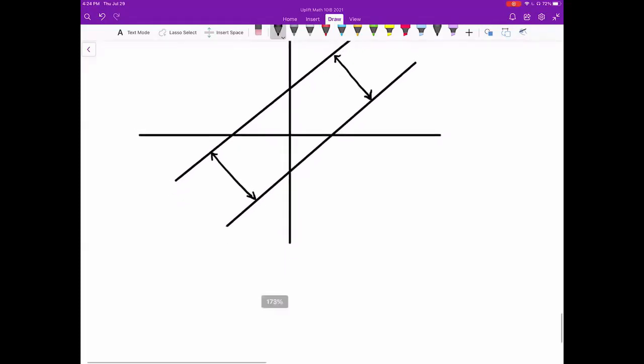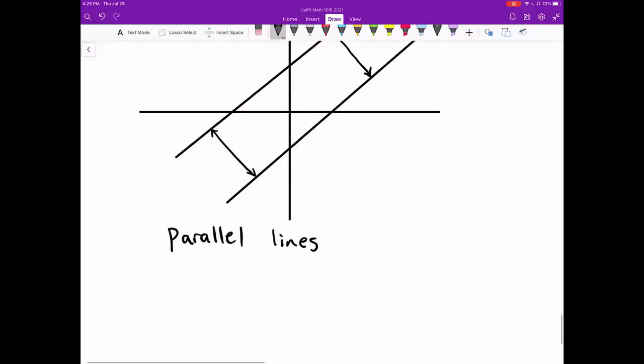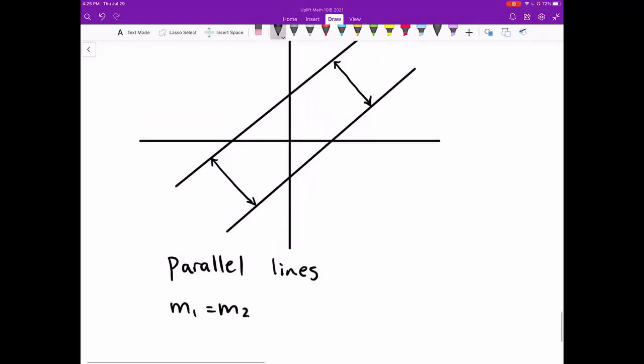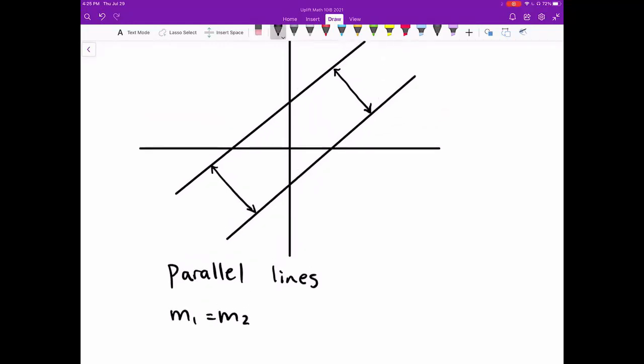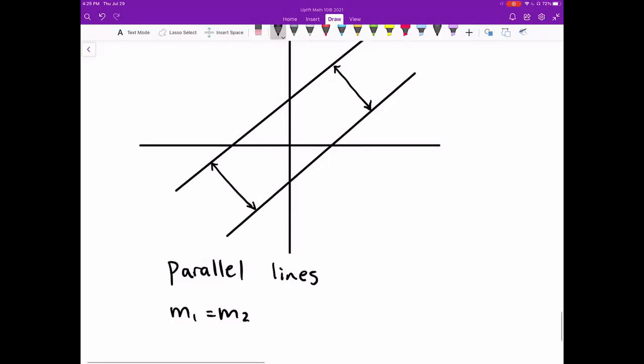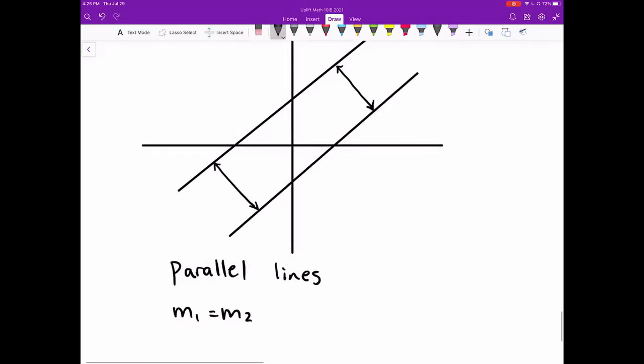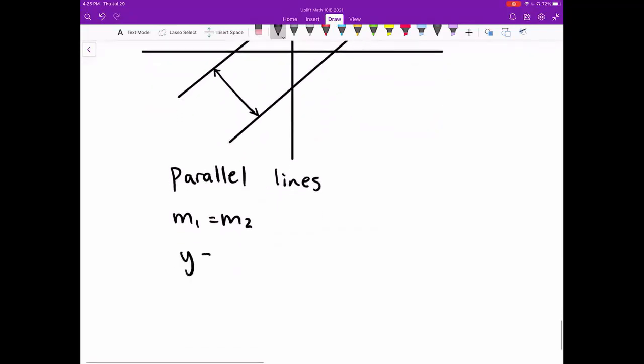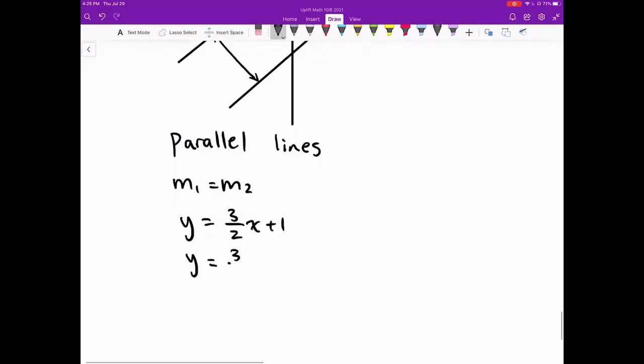Now for the equations of parallel lines, the slopes are the same. So the slope, actually, I'll just write m1 equals m2. For parallel lines, it doesn't matter what their b is. All that matters is that their slopes remain the same. So for example, if we have y equals 3 over 2x plus 1, and y equals 3 over 2x minus 2 over 3, then these are parallel lines because their slopes are the same.